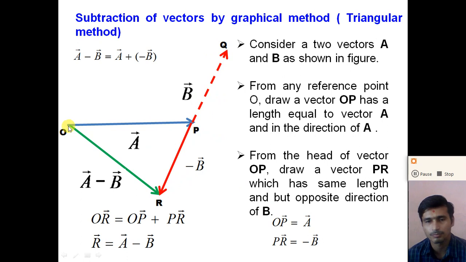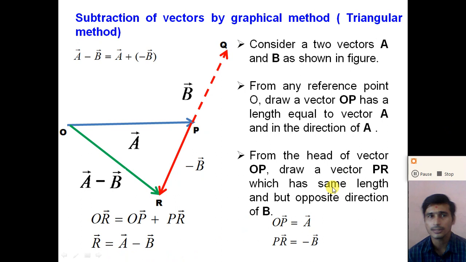So by joining the tail of vector OP, that is O, and the head of vector PR, that is R, we get the vector obtained by subtracting vector B from vector A. Here vector OP is equal to vector A and vector PR is equal to minus vector B. So from this triangular method, vector OR is equal to vector OP plus vector PR. So we get the resultant vector by subtraction of vector A and vector B: vector R is equal to vector A minus vector B.